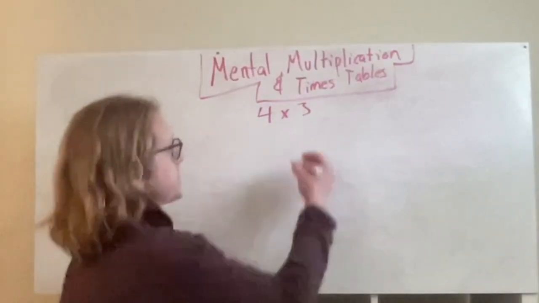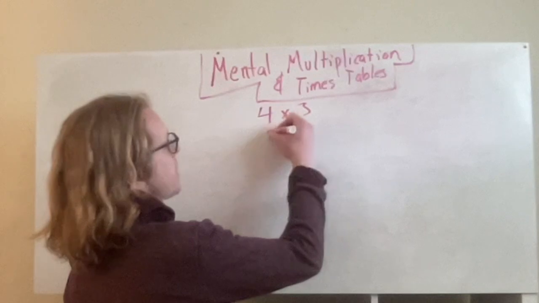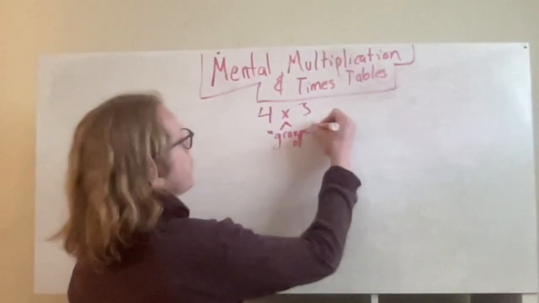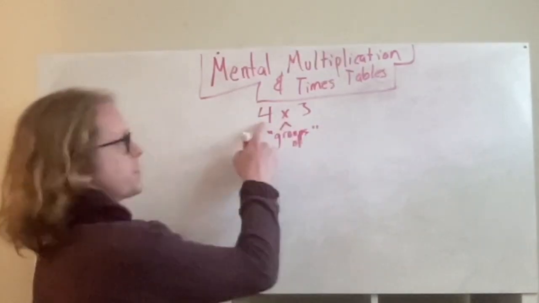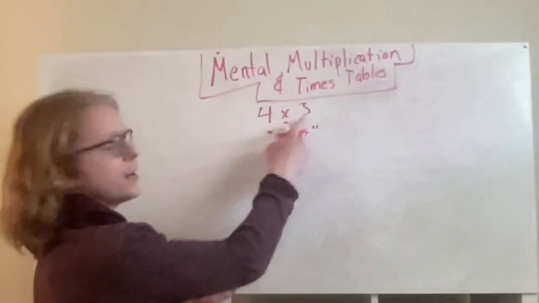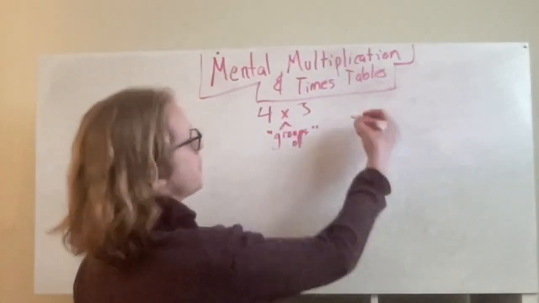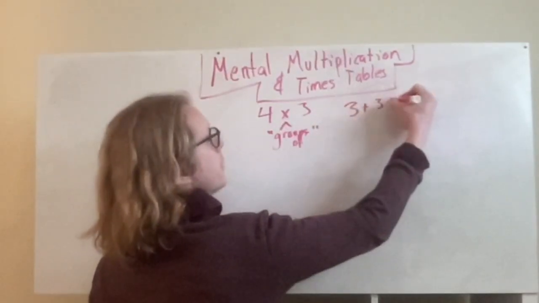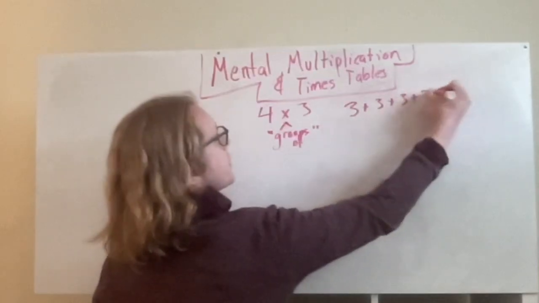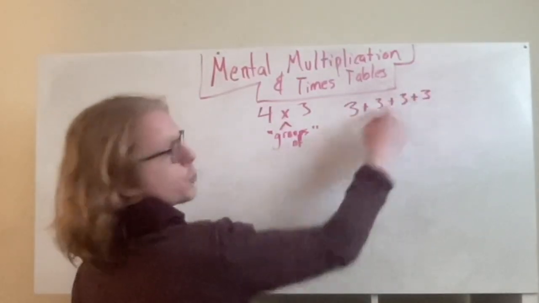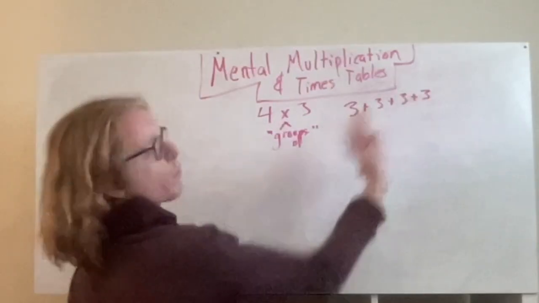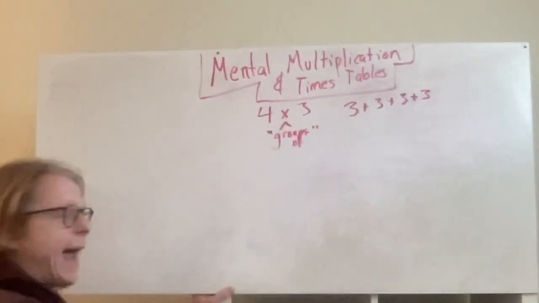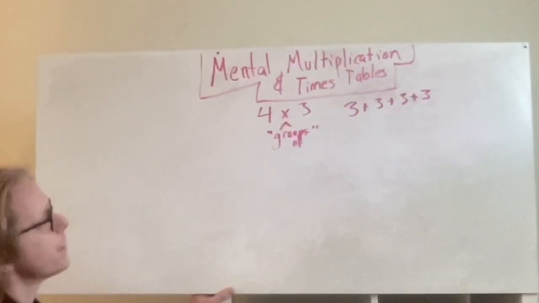Okay, the first thing I want to say is that when we see this multiplication sign, we can almost think about it as reading like "groups of." So if we see 4 times 3, that's 4 groups of 3. Another way that I could write that would be 3 plus another 3 plus another 3 plus another 3. I have how many groups of 3 that I'm combining together? 4 of them. So multiplication is really just adding the same number over and over and over again.